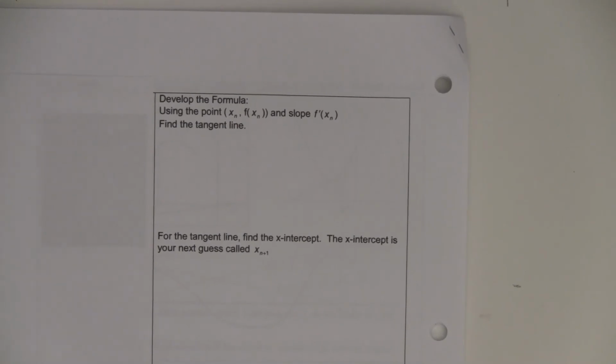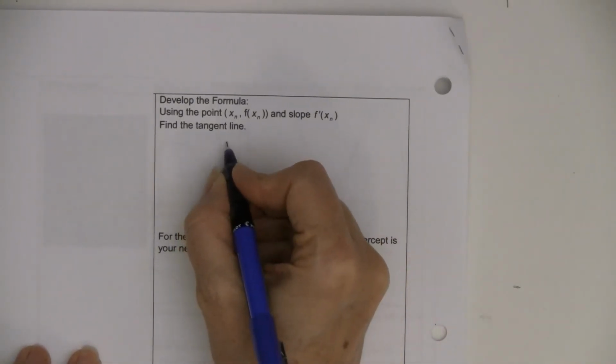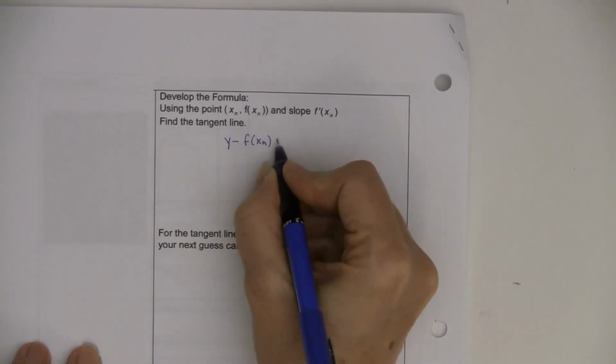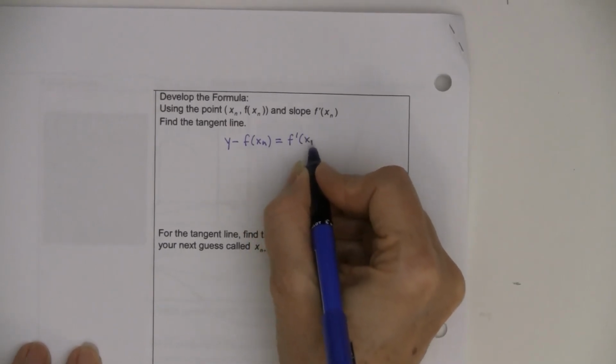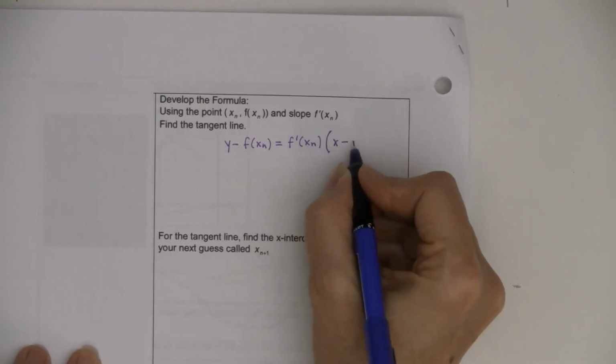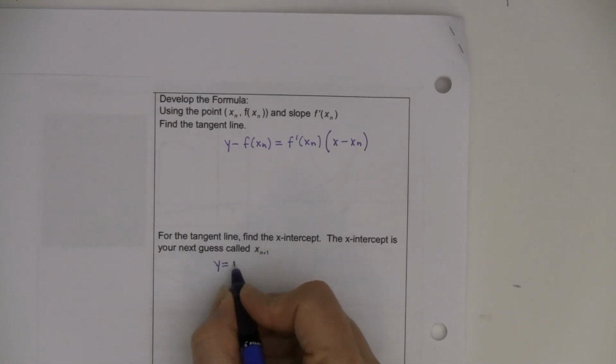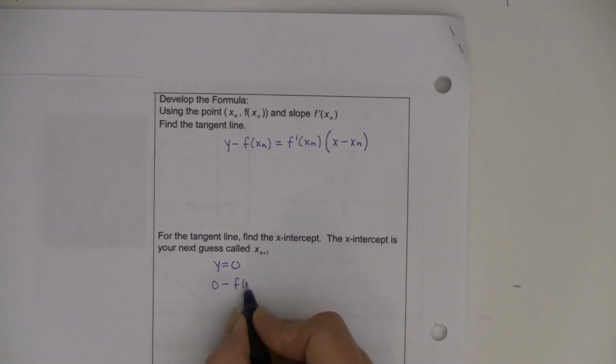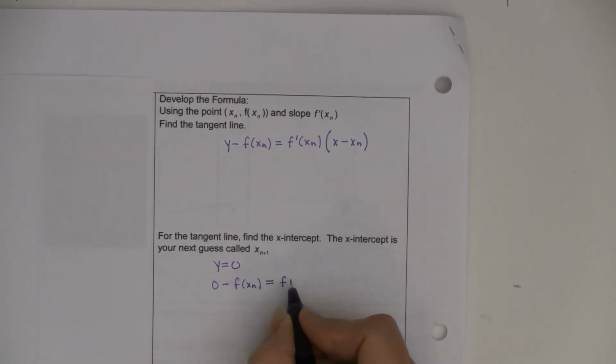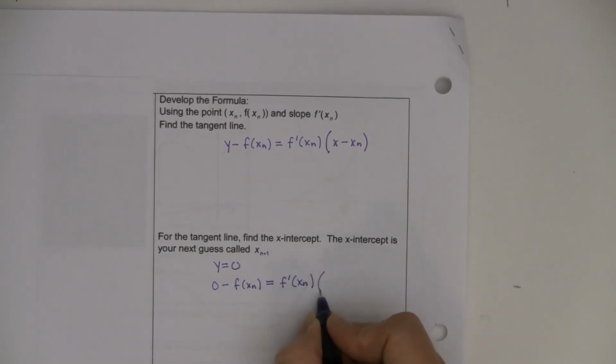Anyway, if I wanted to develop the formula, it's just the tangent line. So the tangent line is y minus f at xn equals the slope, f prime at xn, times x minus xn. So there's the tangent line, and if you want to just find the x-intercept, then what you do is substitute in y equals 0. So into the tangent line, you substitute in y equals 0, and so this gives you 0 minus f at xn equals the slope f prime at xn times x minus xn.